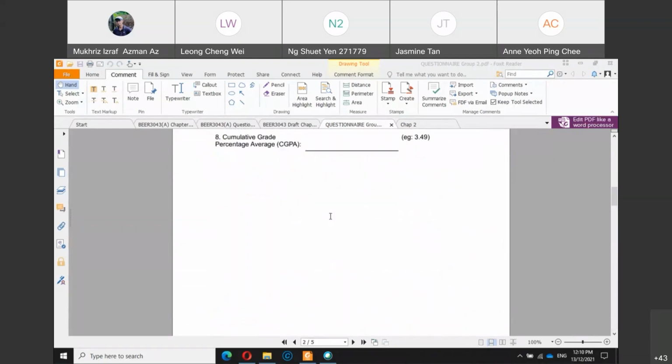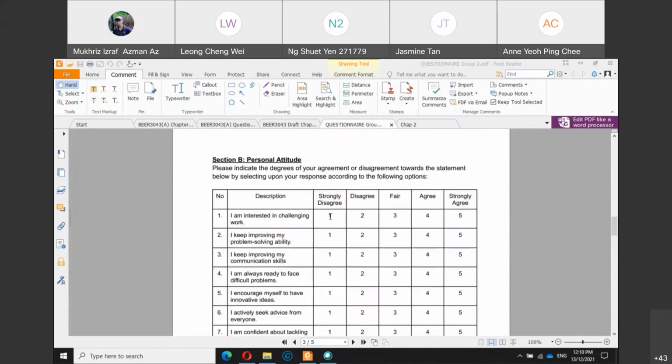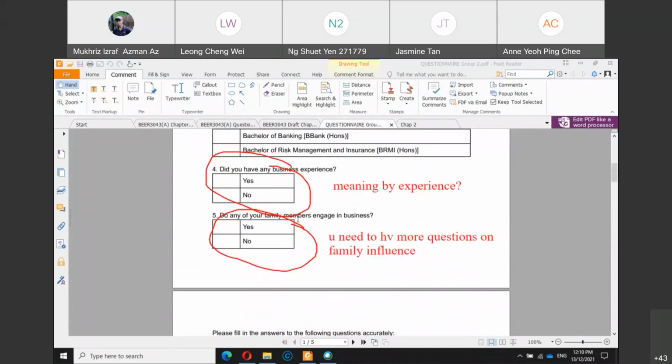So when you put a yes or no question like this one, what do you plan to do with it? When you ask a question like this, do you have any business experience? How do you measure business experience? Not just by yes or no, but in terms of how many years. If you put a question like this, how do you put just yes or no? How do you define business experience?